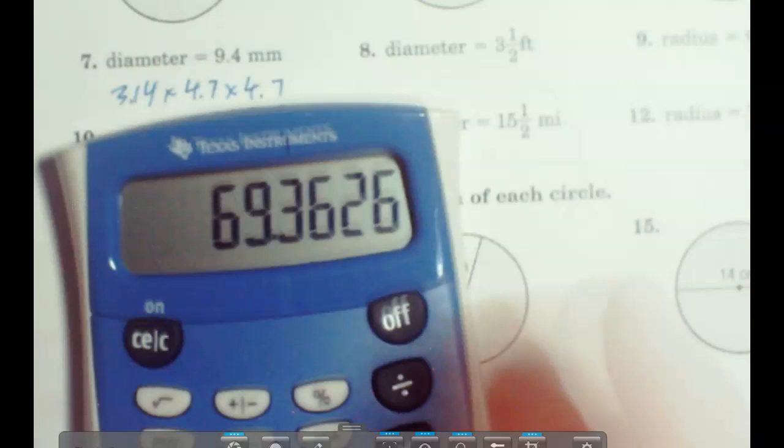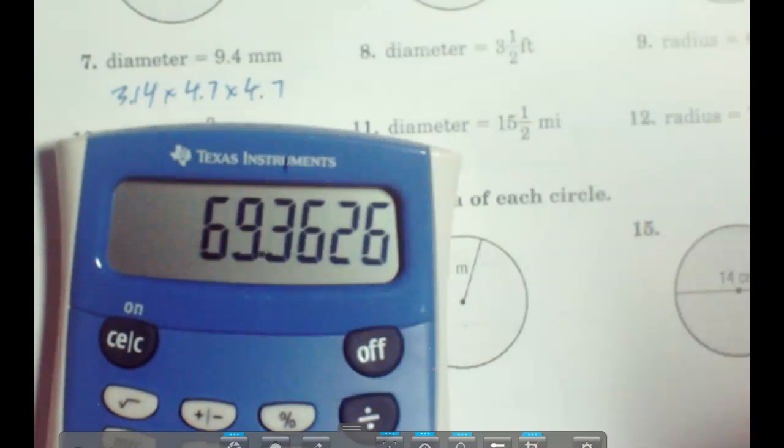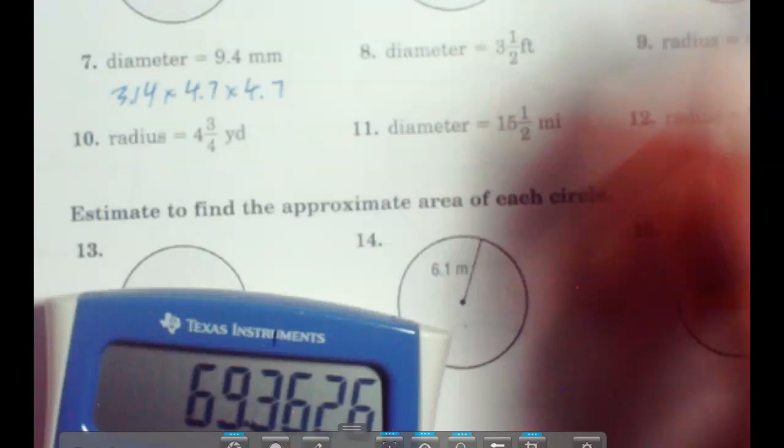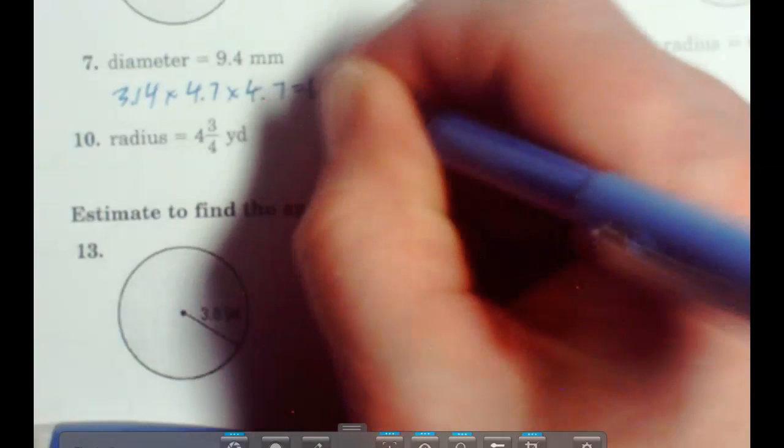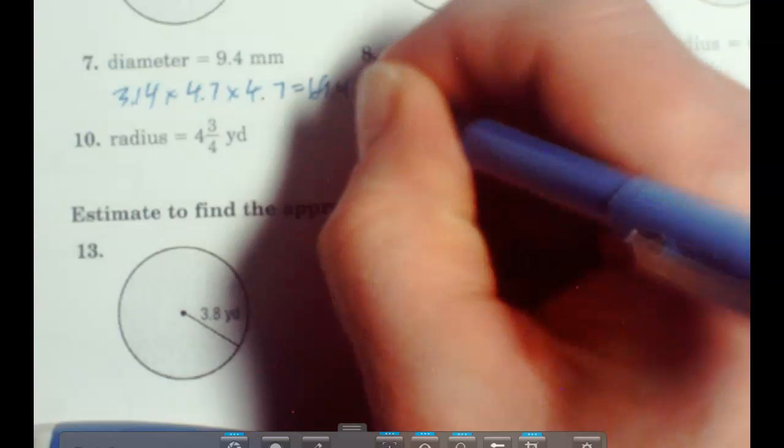69.36. And let's just take a look here. Well, we're right on the tenths again with my little mark. Is there enough there to call it 69.4? Yeah, it's bigger than 4. It's 5 to the sky. So yeah, we can call that 69.4, and that's going to be millimeters squared.